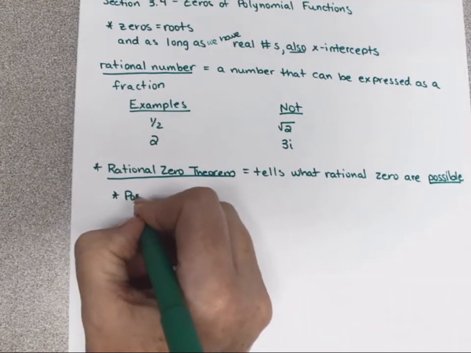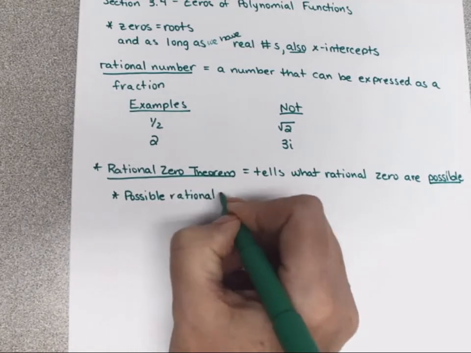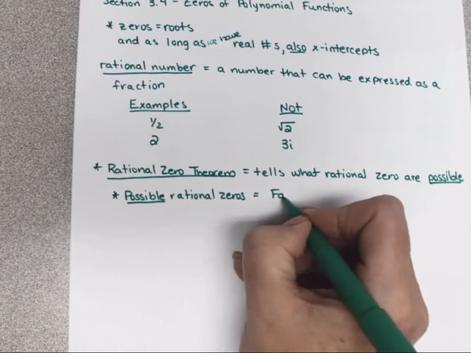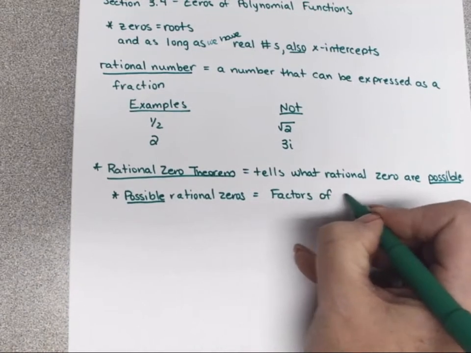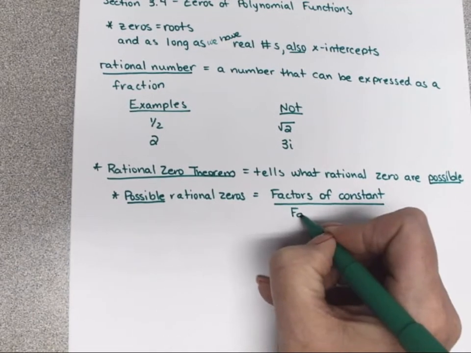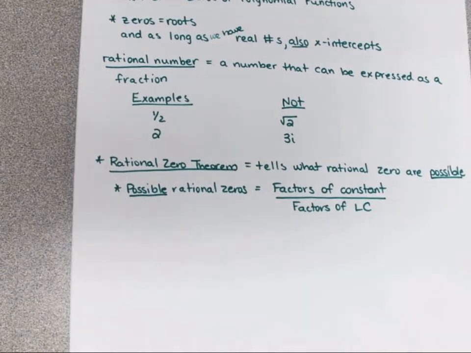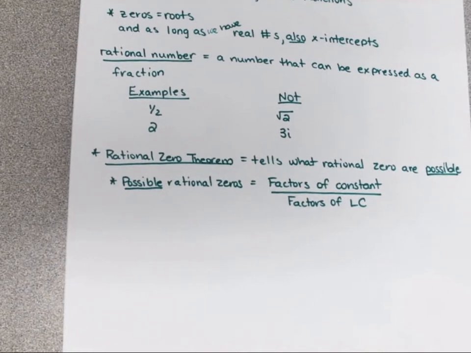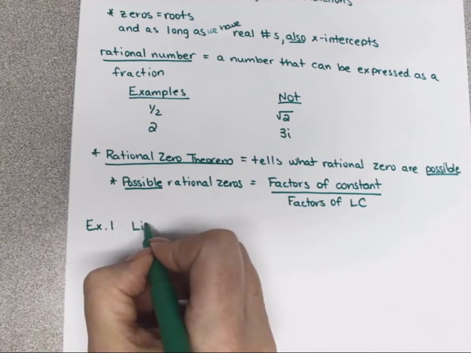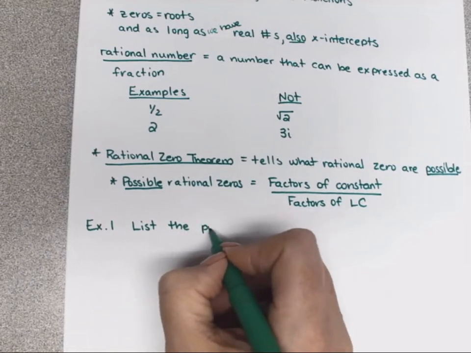It's just which ones are going to be possible for the problem. So here are the possible rational zeros and what they might look like. Again, I'm going to emphasize that these are just possibles. Okay, it's always the factors of the constant, which is the number that doesn't have a variable in it, over the factors of the leading coefficient. Okay, so let's do one problem where we list the possibilities. And then we're going to use this to our advantage moving forward.